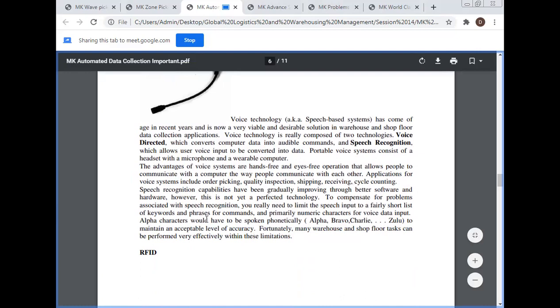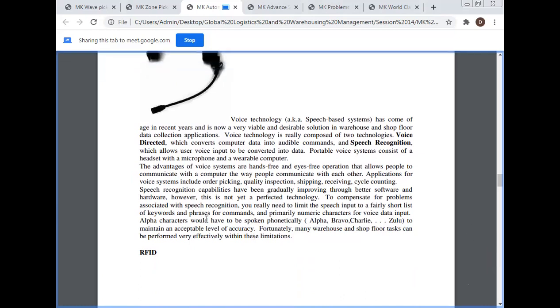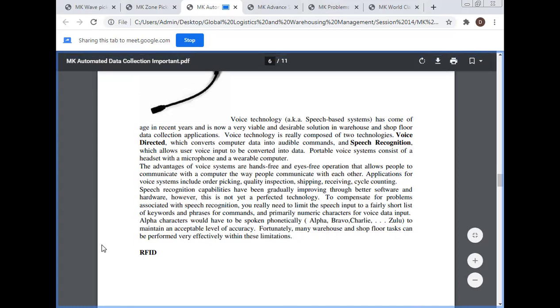Speech recognition capability has been gradually improving through better software and hardware. However, this is not yet a perfect technology, so you must compensate for problems associated with speech recognition. You really need to limit the speech input to a fairly short list of keywords and phrases for commands, and primarily numeric characters for the voice data input. Alpha characters would have to be spoken phonetically.